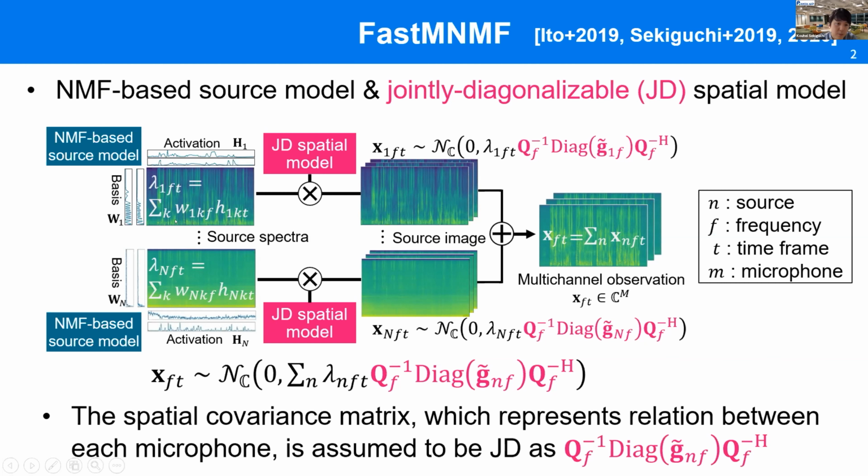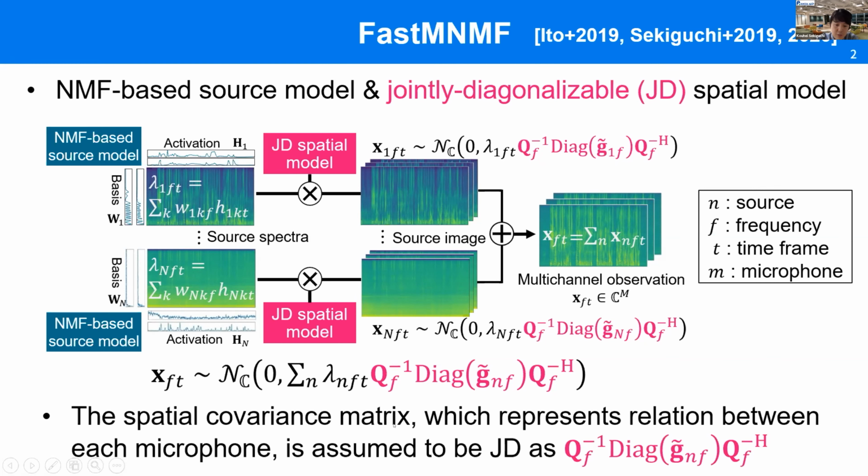The probabilistic model of the single-channel source vector is given by NMF like this, and the multi-channel source image is given by the jointly diagonalizable spatial model like this. So the model of observation X_FT is given by this expression. In the jointly diagonalizable spatial model, the spatial covariance matrix, SCM, which represents the relationship between sources and microphones, is assumed to be jointly diagonalizable, like these expressions.